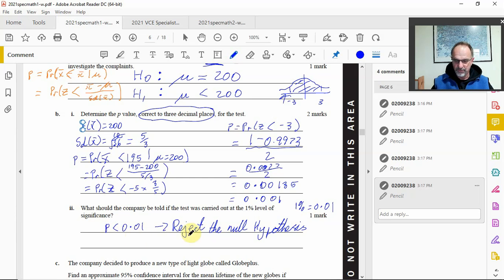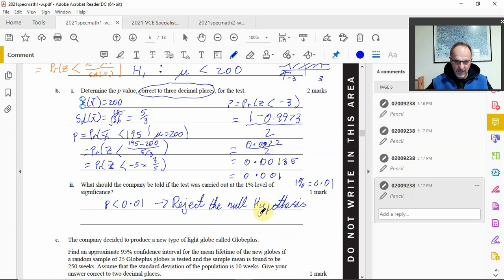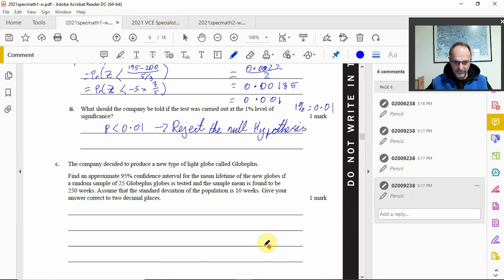So you need to say reject, but you also need to refer to the p-value, because the p-value is the reason that you use to reject. All right, the next one.